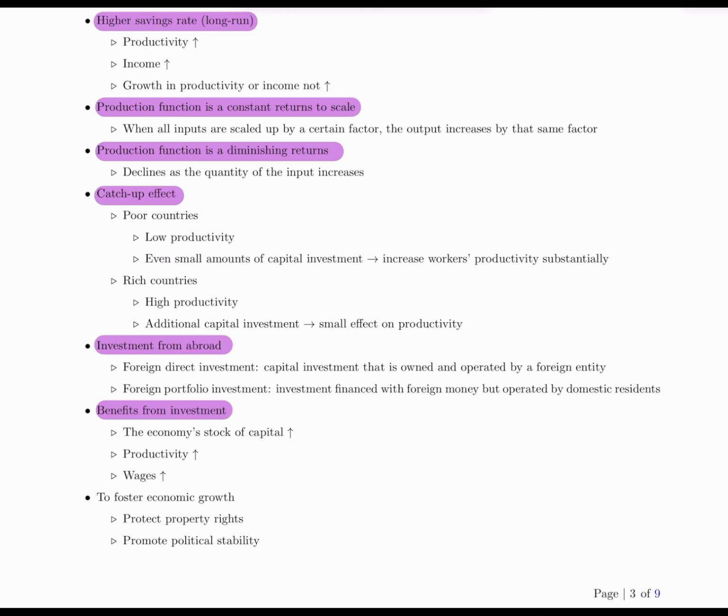Specifically, we need to determine whether the production function exhibits constant returns to scale or diminishing returns to scale. Constant returns to scale occur when scaling up all inputs by a certain factor results in an equivalent increase in output. Conversely, diminishing returns to scale happen when the production increases by a smaller proportion as the quantity of inputs increases.